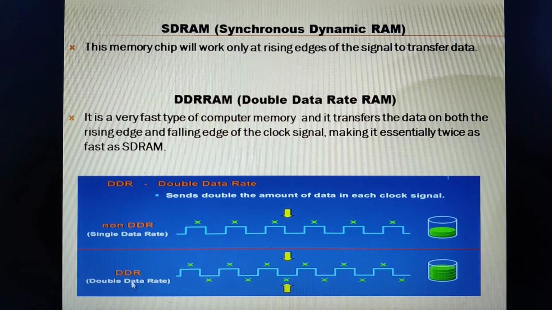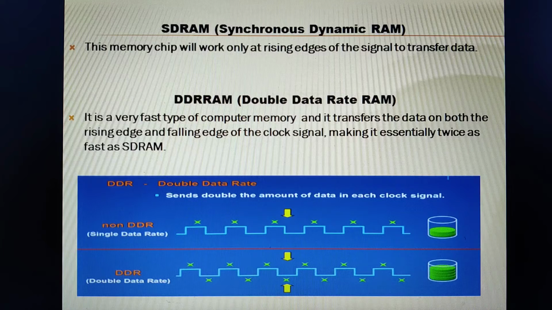Then what is DDR, double data rate random access memory? It is able to transfer the data to the CPU both at the rising edge as well as the falling edge of the clock signal. This is high, 1, this is 0, this is 1, this is 0. At both times it is transferring the data. Therefore, double data rate random access memory is much faster than synchronous dynamic random access memory. I hope you are able to understand.